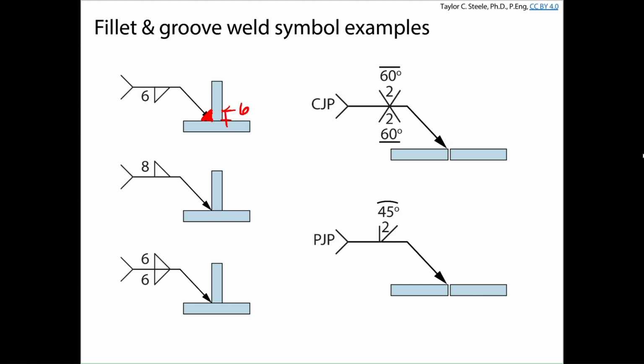The next one down is 8, which means it's going to be a slightly bigger weld. And the fact that the triangle is here happens on the other side of the arrow. Okay, so this is a very specific thing about which side of the line.